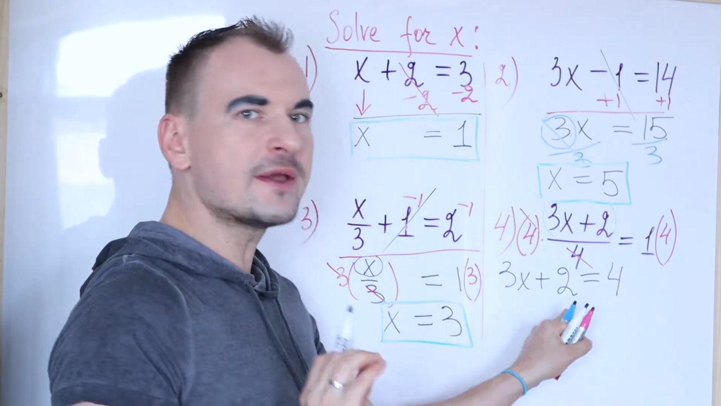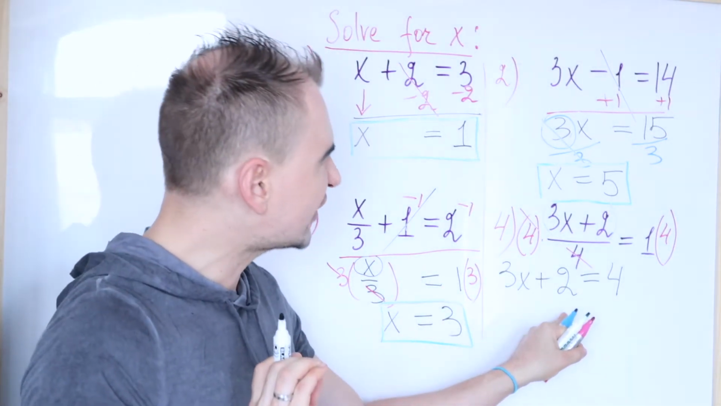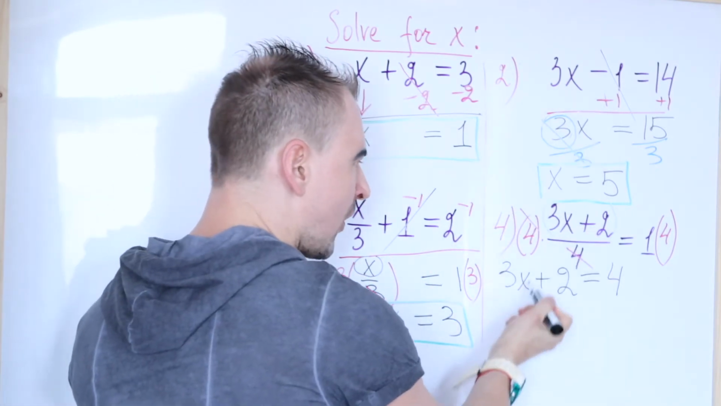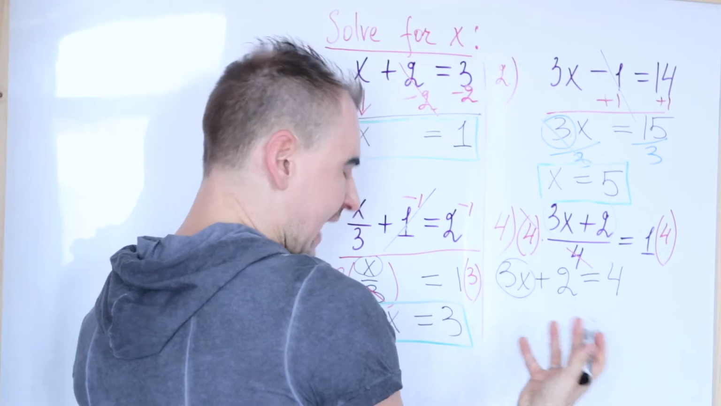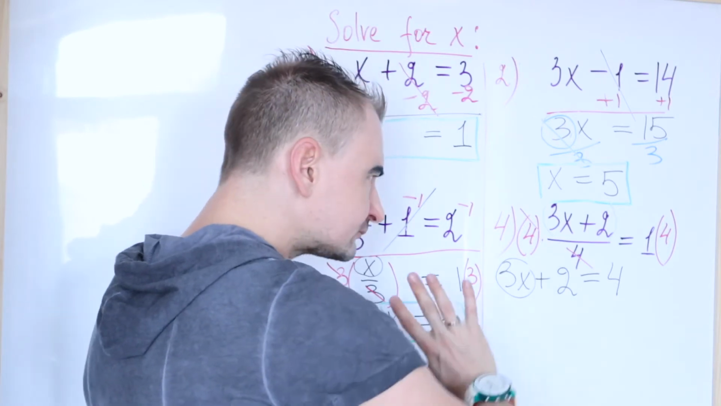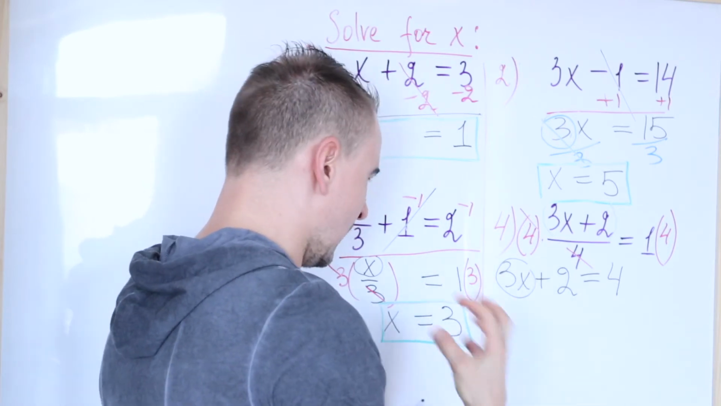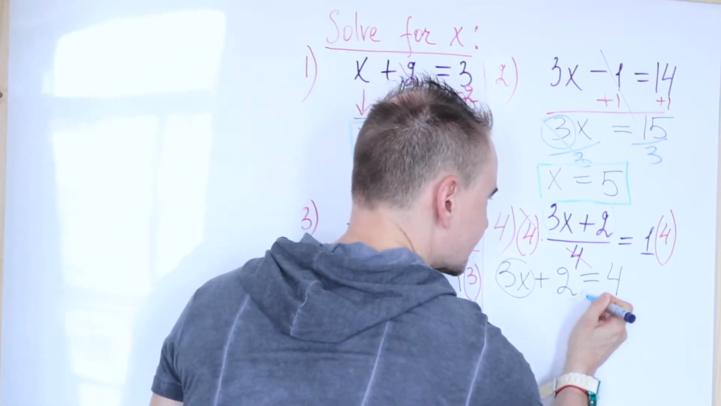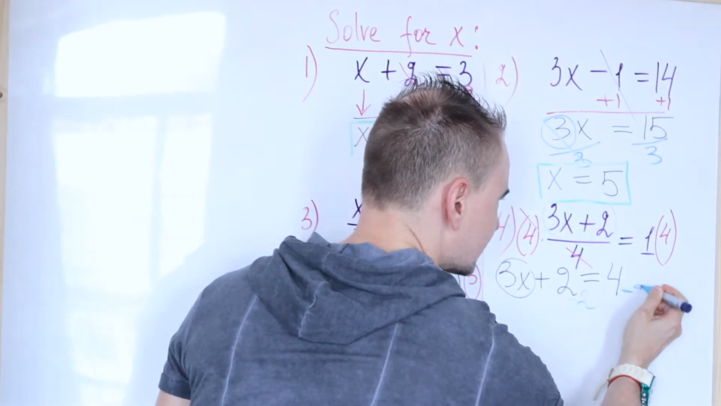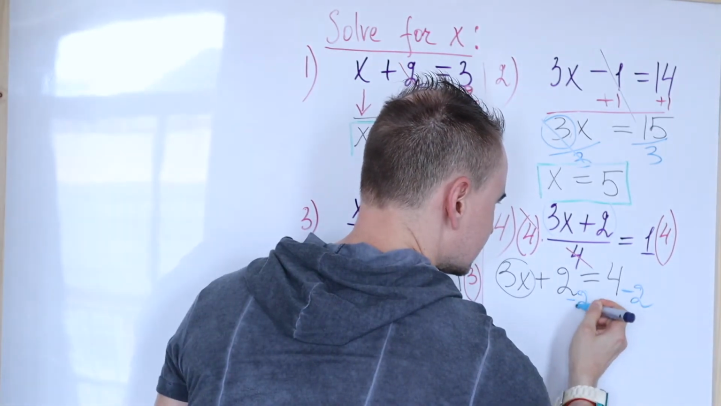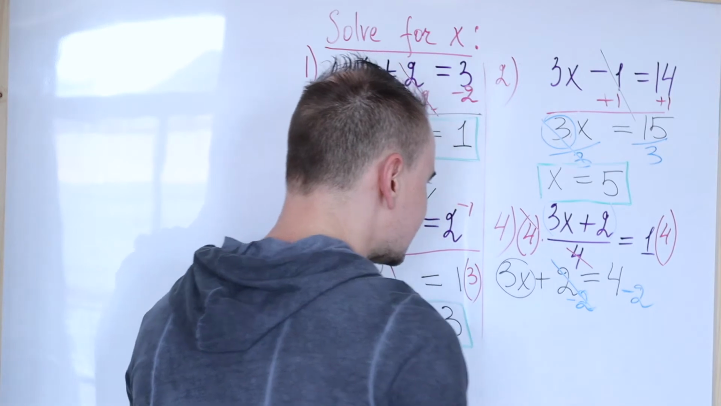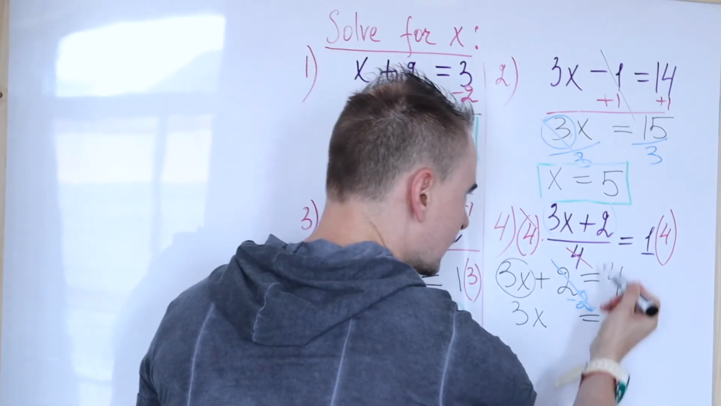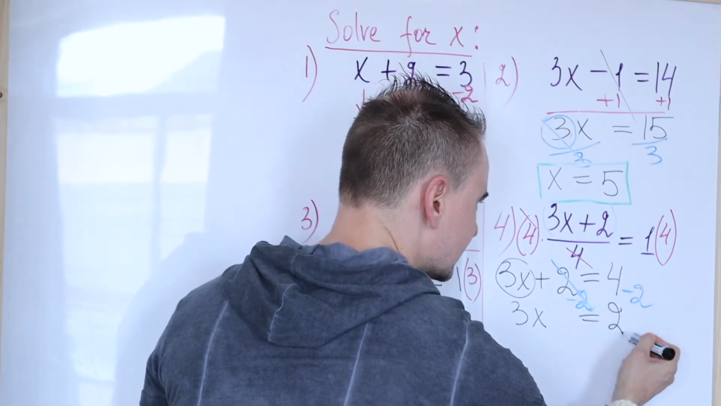And from that point, the steps are pretty much the same as what we did before. So again, move everything away from your x, from your 3x actually, until you get it alone by itself. So this 2 you want to subtract from both sides. Subtract this 2. It goes away, disappears. Bring down 3x. Bring down the equality sign. 4 minus 2 gives you 2.